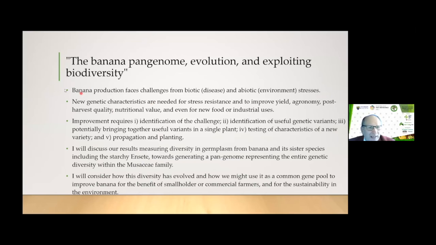So I hope then, in the last, I'm afraid I've overrun a little bit here. Banana production faces lots of challenges. We need new genetics. We need to identify the challenges, identify useful variants and use those. And I've shown some of the modern ways that we can measure diversity. And we do need the field work as well to see how we can use this common gene pool to improve banana for sustainability and for the farmers.